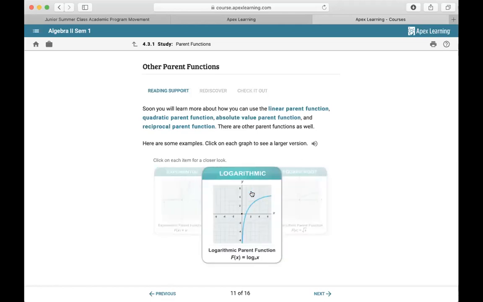Okay, and then the last one here is this thing called logarithmic. All right, and we'll talk more about logs moving forward, but this thing's called a logarithmic parent function. So you have log base 10, right? And we'll worry about that later, but you can plug this into your calculator and it will give you a shape of a graph that looks like this for different values of x.